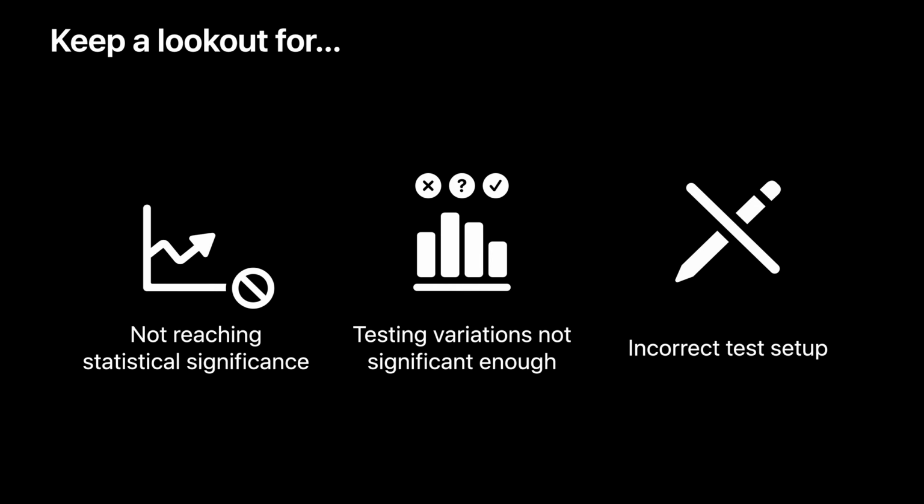And ensure that the test is set up to succeed. Cross-check that culturally relevant or regional assets are applied to the right localizations. And review the estimated duration of the test to ensure that the traffic from these localizations is sufficient to drive results within the 90-day testing timeframe. As you execute your testing plan, keep these in mind to help avoid any delays or any issues with your product page optimization testing.